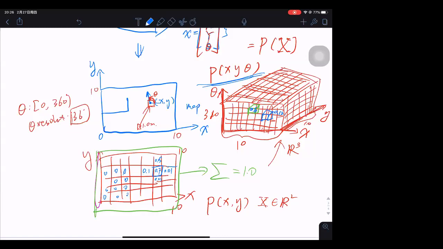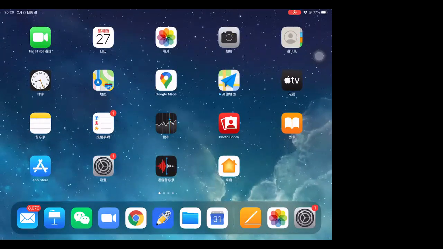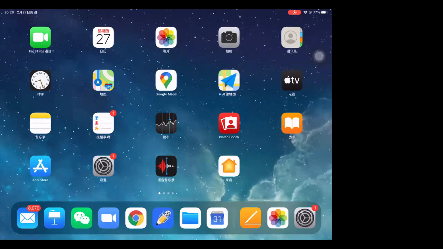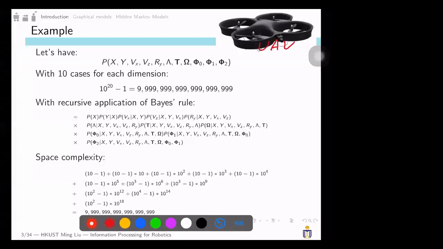What happened in 3D? So consider the case we discussed as a UAV. You can see now it's much more complex, right? It's not in 3D, not in 2D, but it's in 20D. The dimension is 20 dimensions. So can you draw a 20-dimensional table?